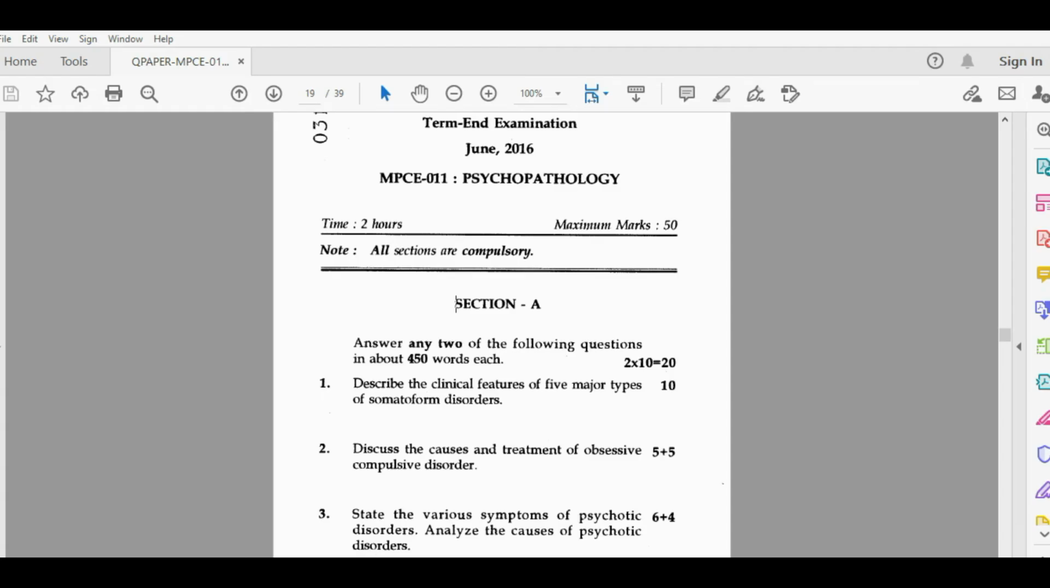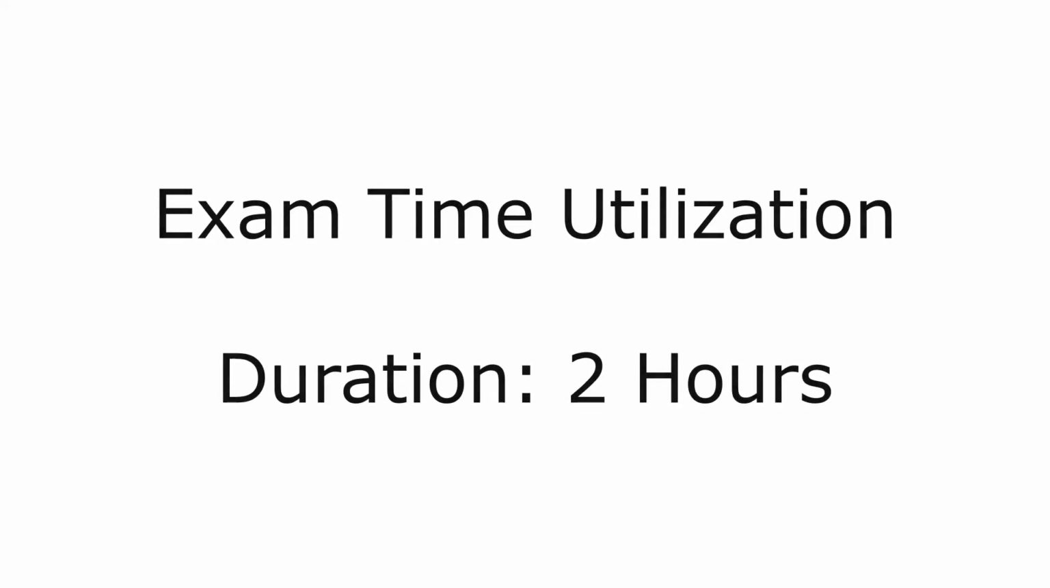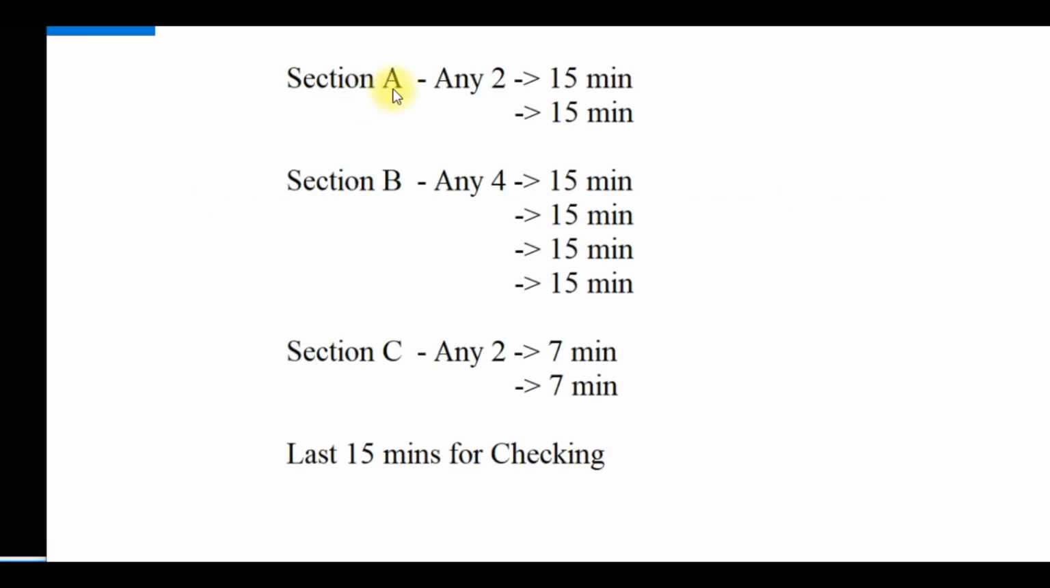Exam duration is 2 hours. So utilizing your time efficiently is very important. Remember, psychology has a lot to write in theory. Divide your time for sections A, B and C. Section A, 2 answers, so 15 minutes each. So you have to end section A in half an hour.